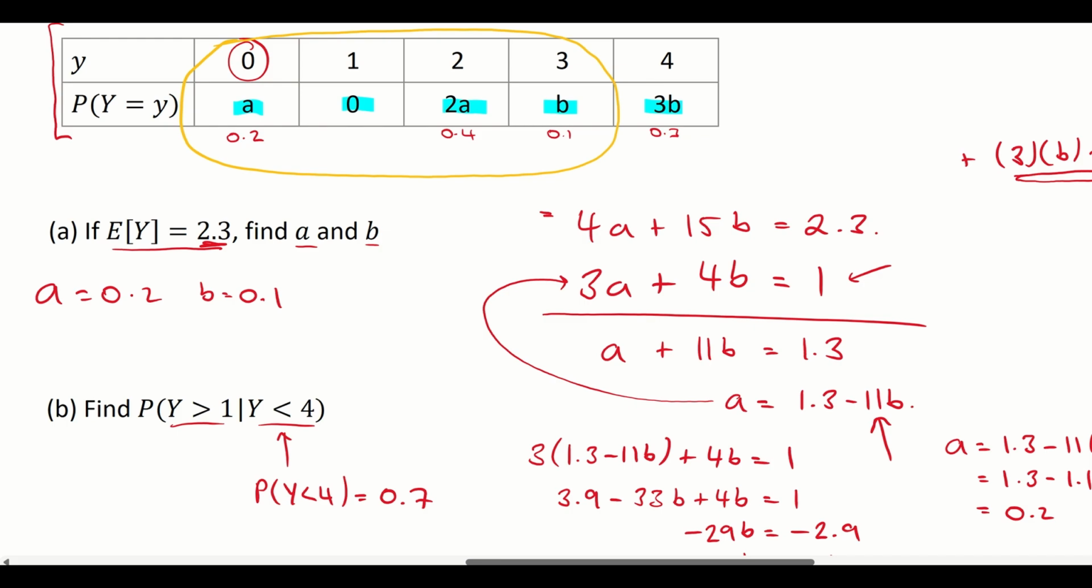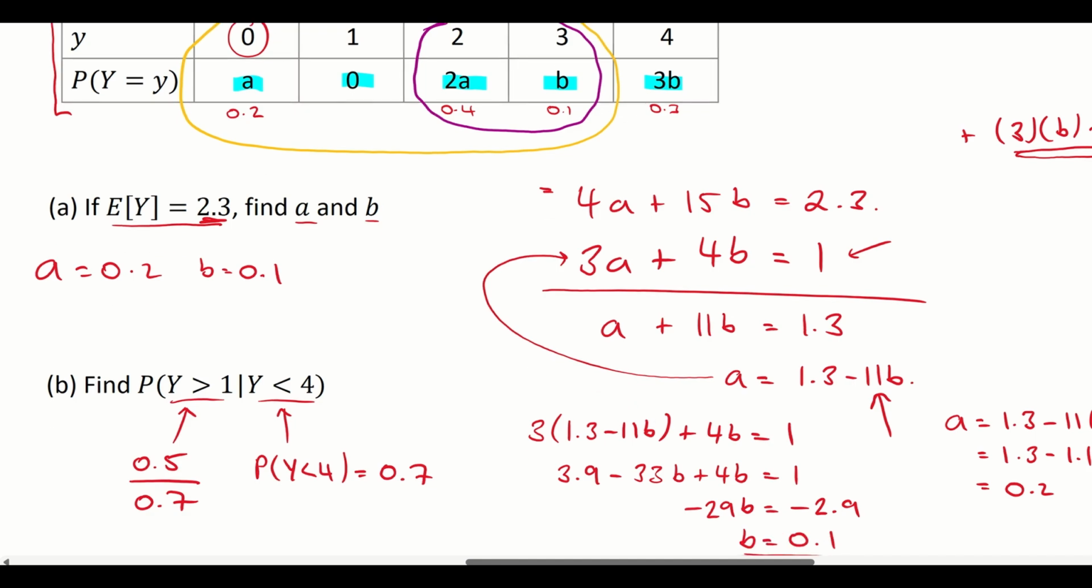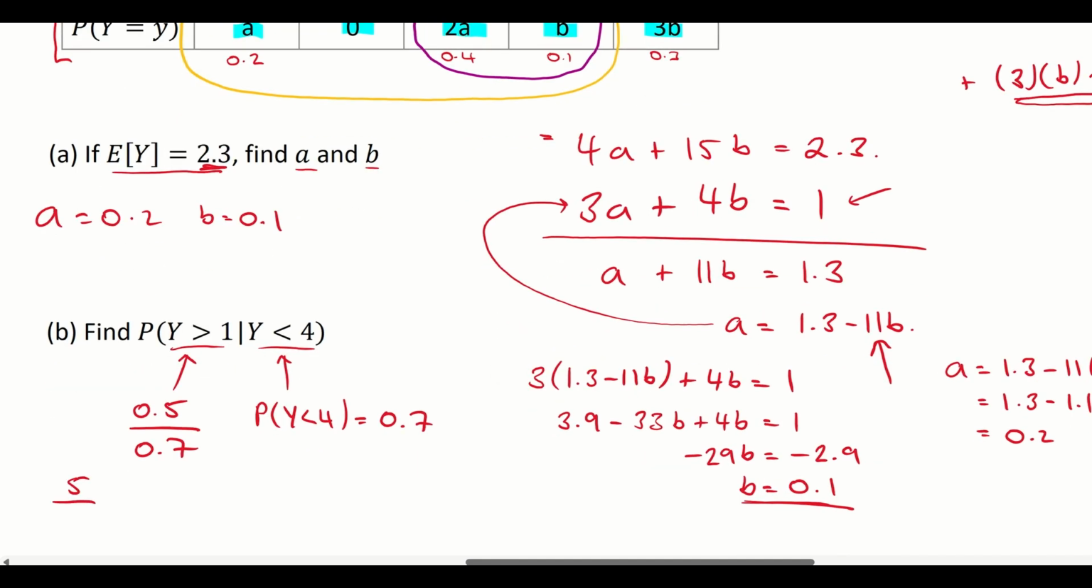And well, the probability that Y is greater than 1, given that we are less than 4, well, the only options available now for Y to be bigger than 1 are just these options here. We can't have the 4, so it's just 0.5 out of 0.7. So our probability here is 5 over 7, or just 0.7143.